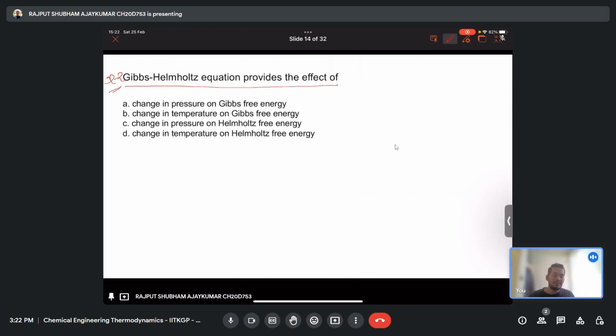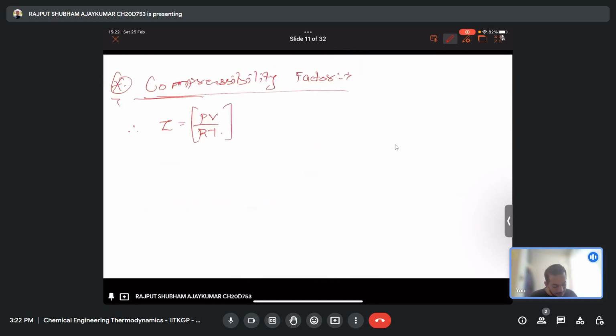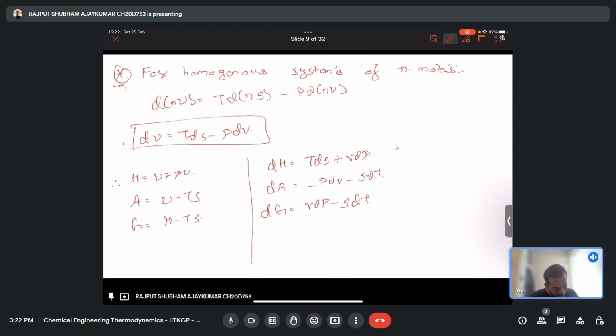The reason I'm taking this question up here is that I've shown you what Gibbs energy is and what Helmholtz energy is. G is equal to H minus TS and A equal to U minus TS. This is Gibbs free energy and this is Helmholtz free energy. So they are represented by two different terms. One is G, Gibbs free energy, that is this, and this one is Helmholtz free energy.